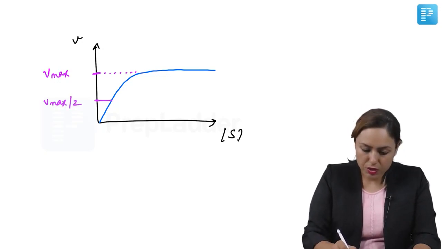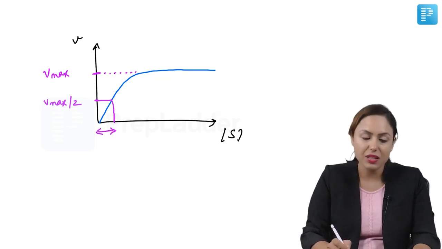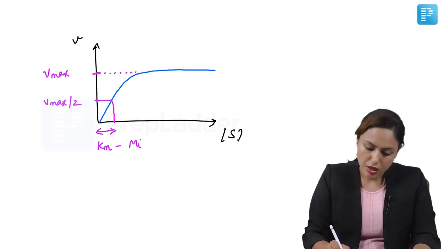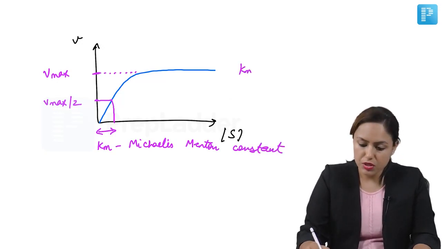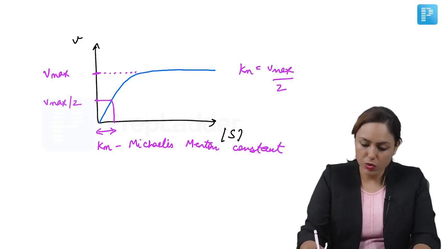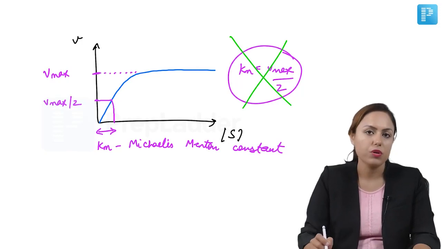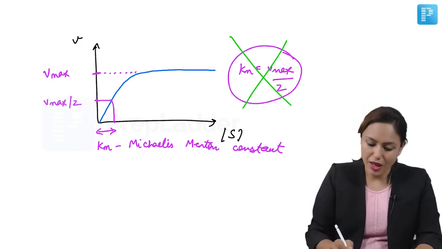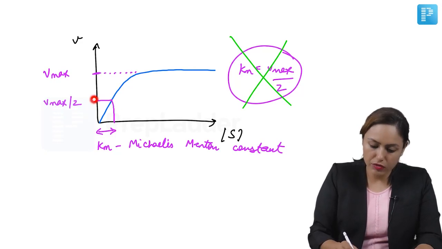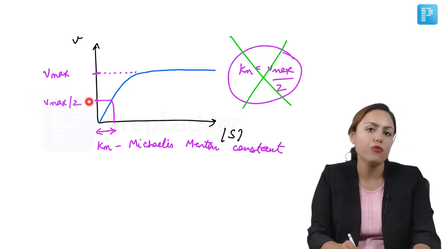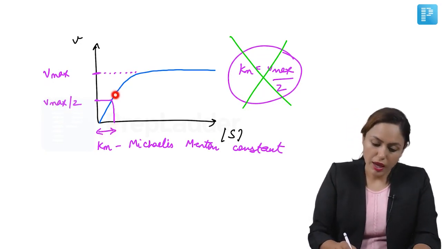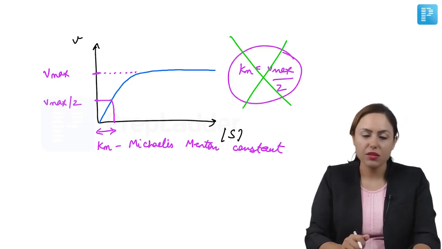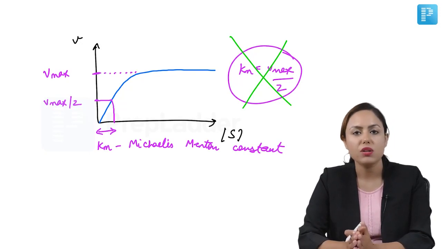So when you extrapolate this point on the x-axis, then this value is Km. Km is the Michaelis-Menten constant. So usually students make a mistake and say Km is equal to Vmax by 2, but no, this is wrong. What is Km? Km is that substrate concentration at which velocity is half of Vmax. Okay, I repeat, Km is that substrate concentration at which velocity is half of Vmax, right? So Km is the Michaelis-Menten constant.